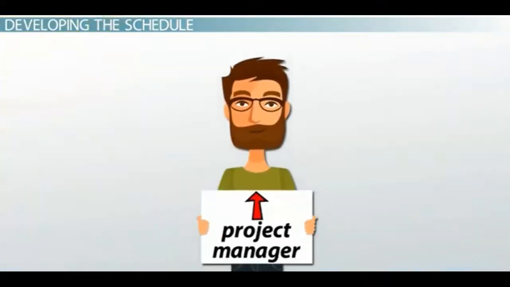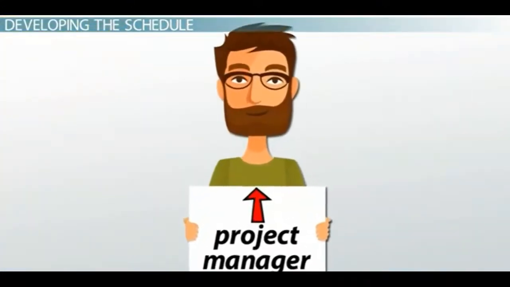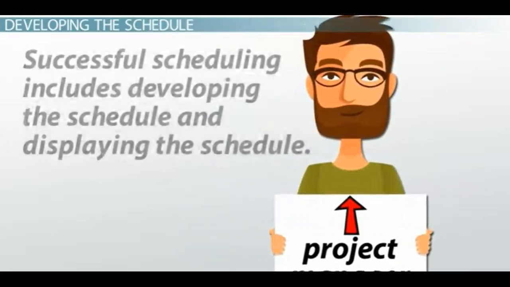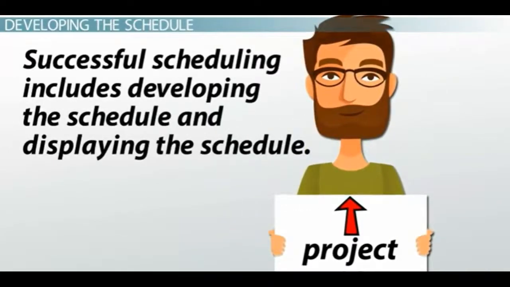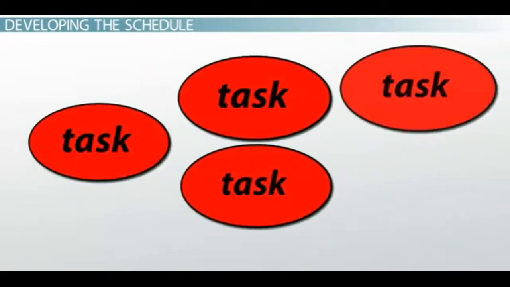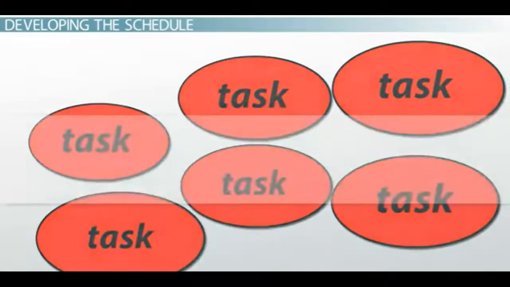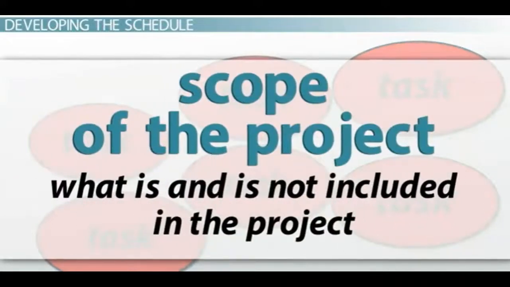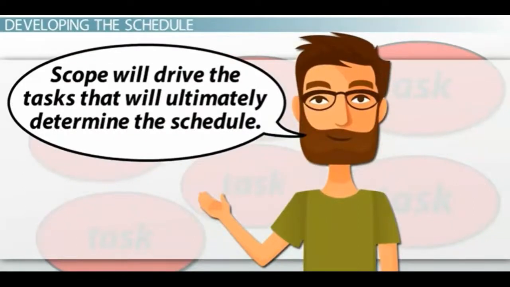If you're a project manager, your project lives and dies by the success of scheduling. Successful scheduling includes developing the schedule and displaying the schedule. The driving factor behind a project schedule is the scope of the project. The scope of the project refers to what is and is not included in the project. Scope will drive the tasks that will ultimately determine the schedule.